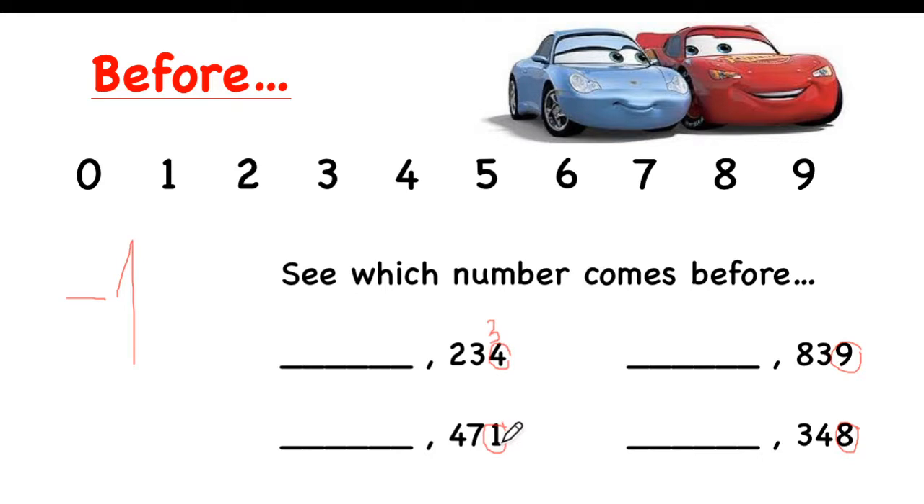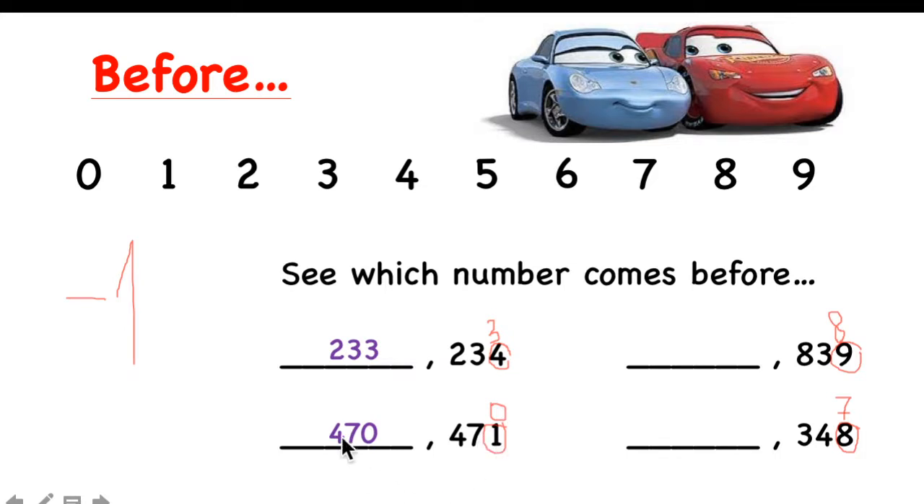1. Which number comes before 1? How much is 1 minus 1? 0. 839. Which number comes before 9? 8. Which number comes before 8? 8 minus 1? 7. So, we have the last digits. What about the first and second? They will stay the same. So, as you can see, 233 is the number that comes before.